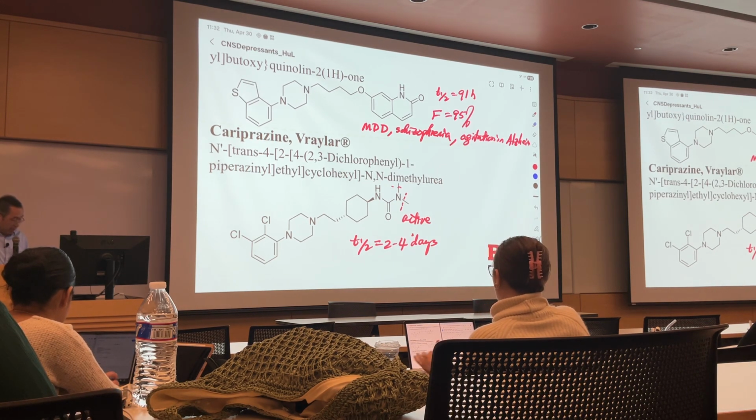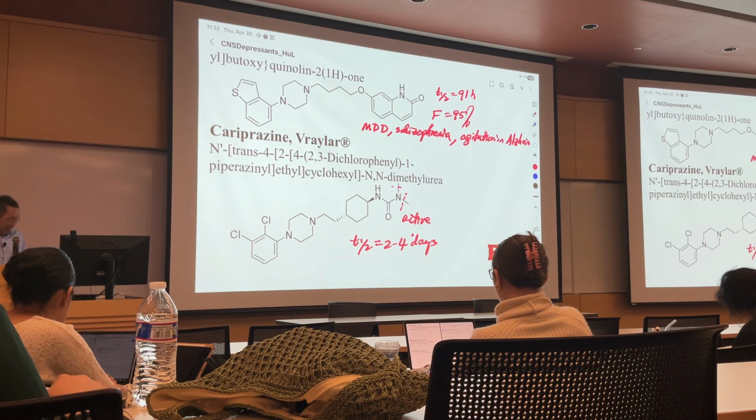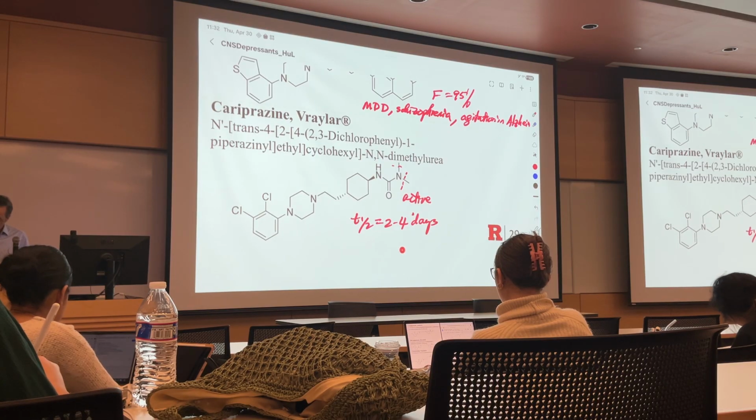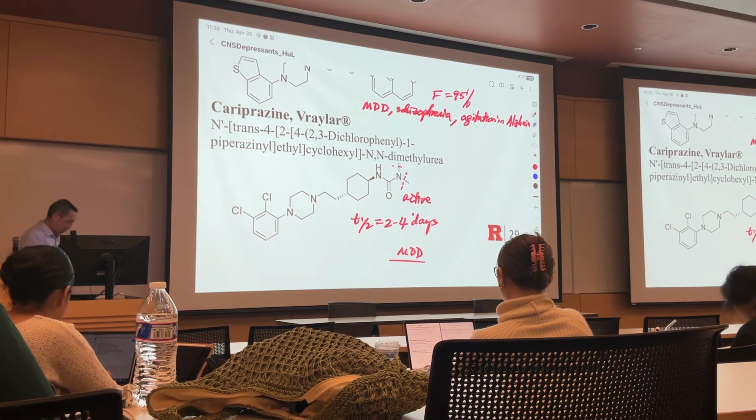So this drug was approved in 2015 for schizophrenia, bipolar disorder, and also MDD. So in addition to schizophrenia and bipolar disorder, this drug is approved for MDD.